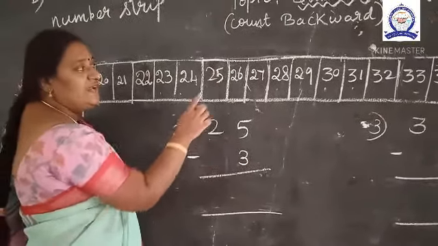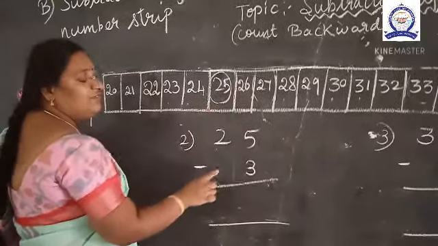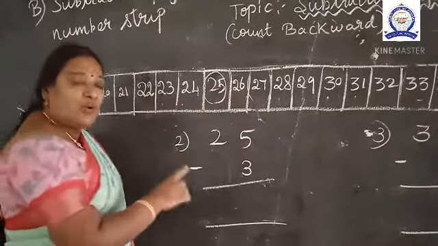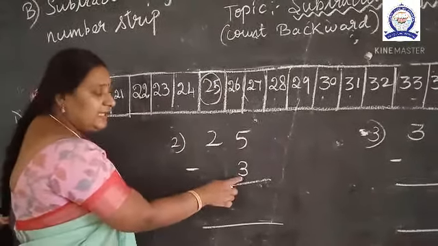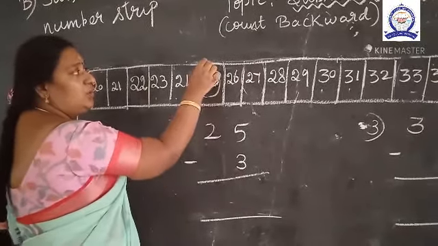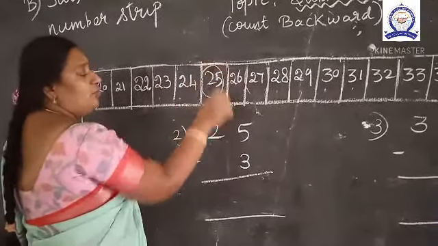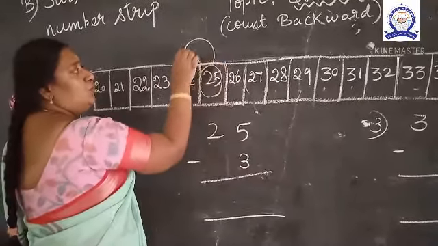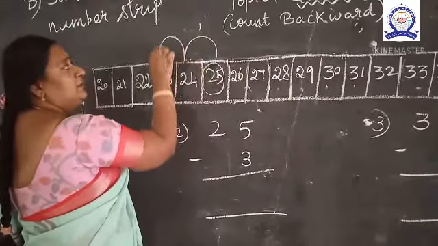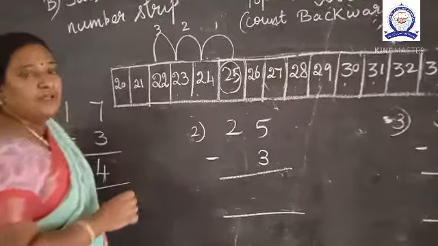Where is 25 in this number line? Here. From 25 we have to count backward. How many places? 3. So 25 minus 3. 25 is here. You have to count backward, that is the left side. How many places? 3. So 1, 2, 3. 3 places.